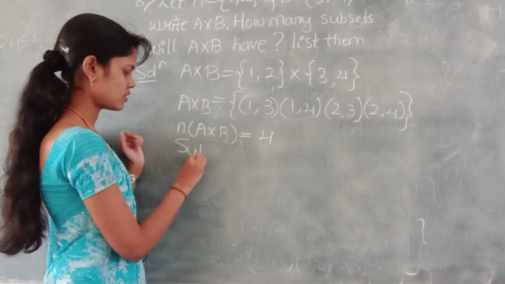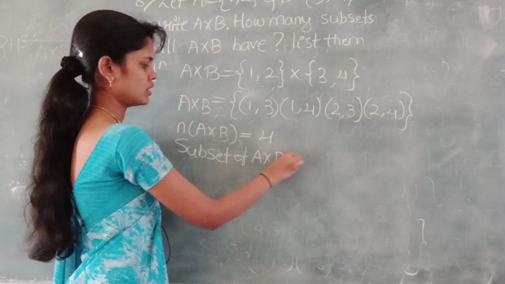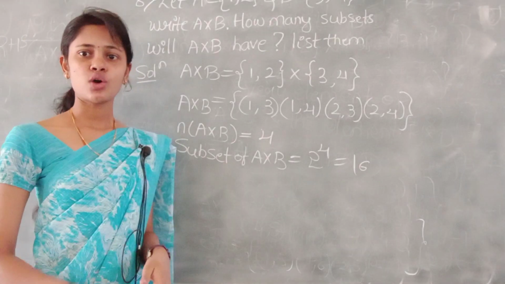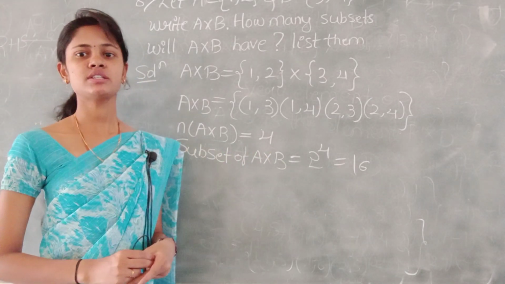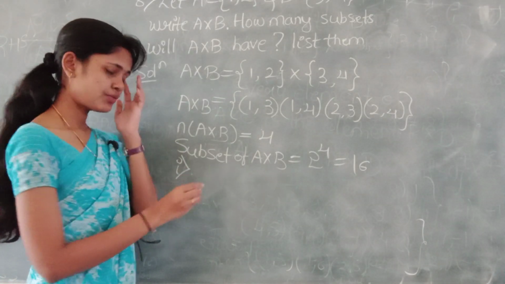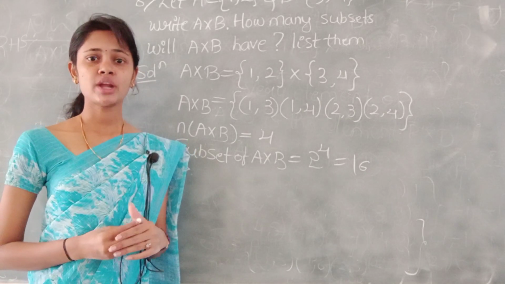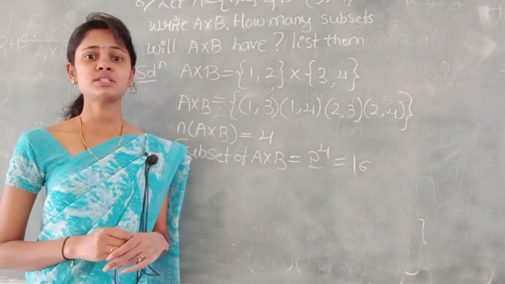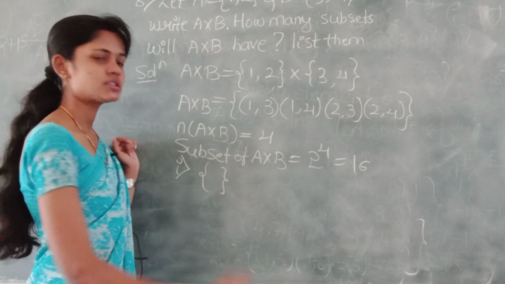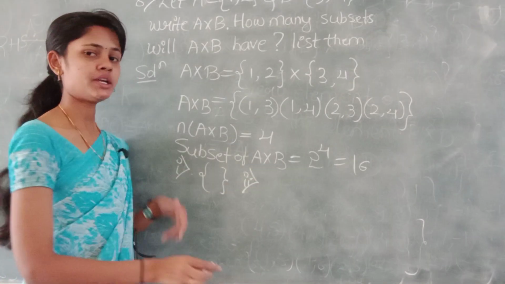Then the number of subsets of A cross B will be 2 raised to 4, that is 16. That means how many subsets do we get? 16 subsets we have to write. Let us see one by one. First, you must know that for every set, the first subset will be the null set. So you have to write the null set as the first subset. Then the second subset.